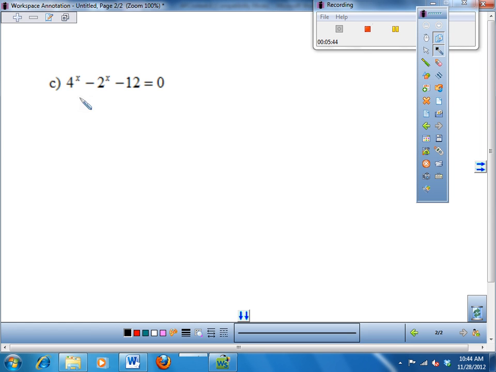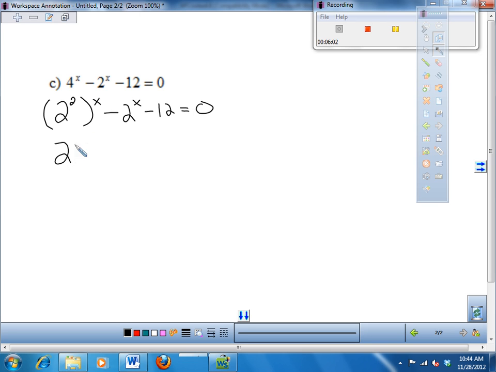But how can I rewrite 4? 2 to the 2 raised to the x, okay? Minus 2 to the x. What did I do to the 2x? Yes, what Cameron said. 2 to the 2x minus 2 to the x minus 12 equals 0.